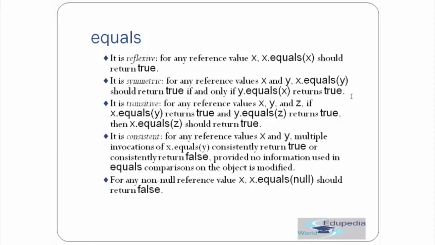Then we have it is consistent. That means for any reference values x and y, multiple invocations of x equals y consistently return true or consistently return false, provided no information used in equals comparison on the object is modified. Fine, so this is the consistent property. Now for any non-null reference value x, x equals null should return false. Okay, so it should return false.